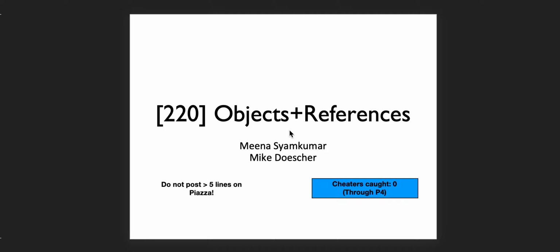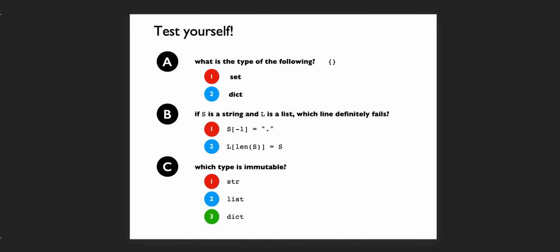Before we dive into today's lecture topic, which is going to be on objects and references, we are going to do a quick quiz. We have 3 different questions as part of this quiz. Let's get started with question A. Question A is asking, what is the type of the following variable?